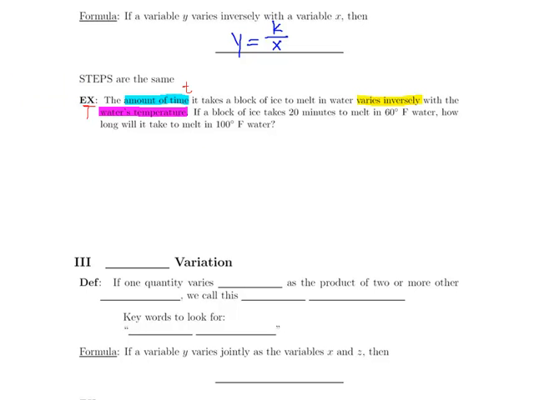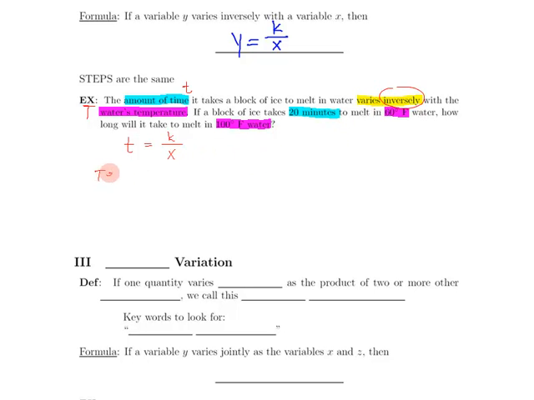Okay, so a block of ice takes 20 minutes. Now 20 minutes is time, right? So that is what I have here as my blue, and the time to melt in the temperature of 60-degree water. Okay. Notice how 20 minutes and 60 degrees are together, so they are a test case, and we want to know the answer to whenever it's 100-degree water. Okay, so I've got that the amount of time it takes is inversely proportional. Inversely means divide by that variable. So it's always variable equals k, and then you're going to multiply or divide by something. In this case, we divide because it's inversely.